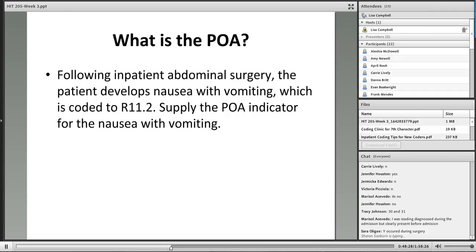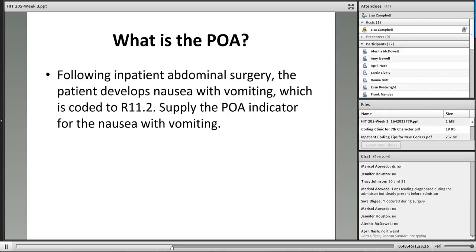The key here is, was the condition present at the time of admission? Following inpatient abdominal surgery, the patient develops nausea with vomiting. Was it present on admission? And the answer is no.